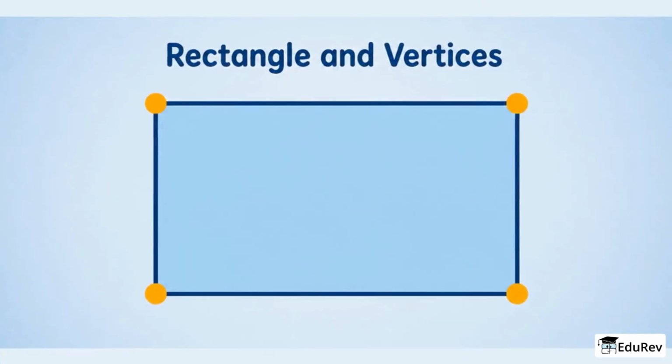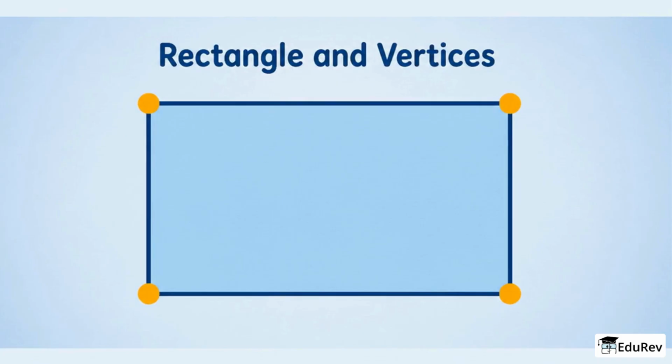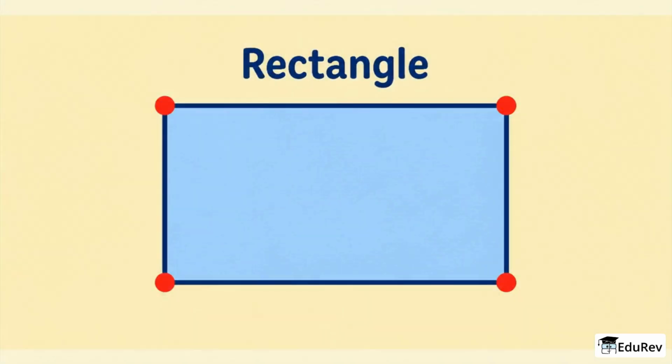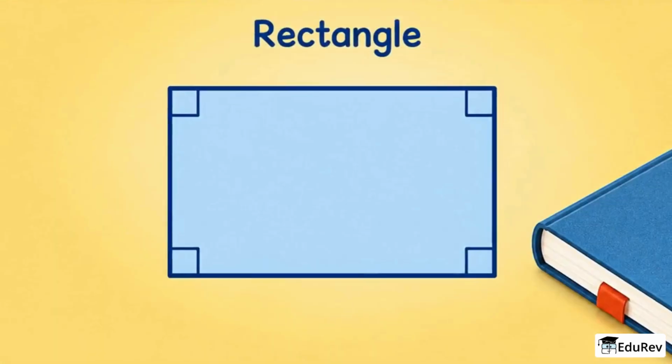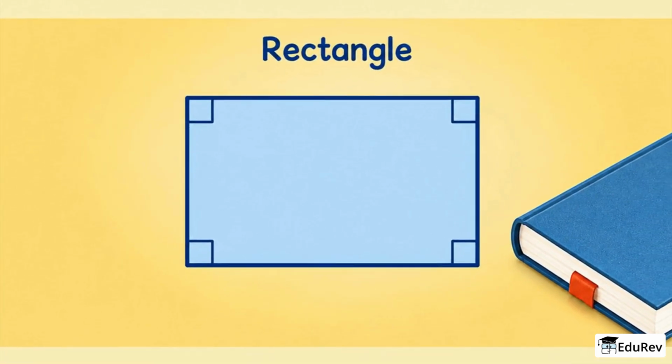A rectangle has 4 vertices. These vertices are points where the corners meet. Each point marks a corner of the shape on paper. A rectangle has 4 sides. Each side is a straight line. These lines join the points to make the rectangle shape neatly. A rectangle has 4 angles. Each angle is a right angle, which means it measures 90 degrees, like the corner of a square book.